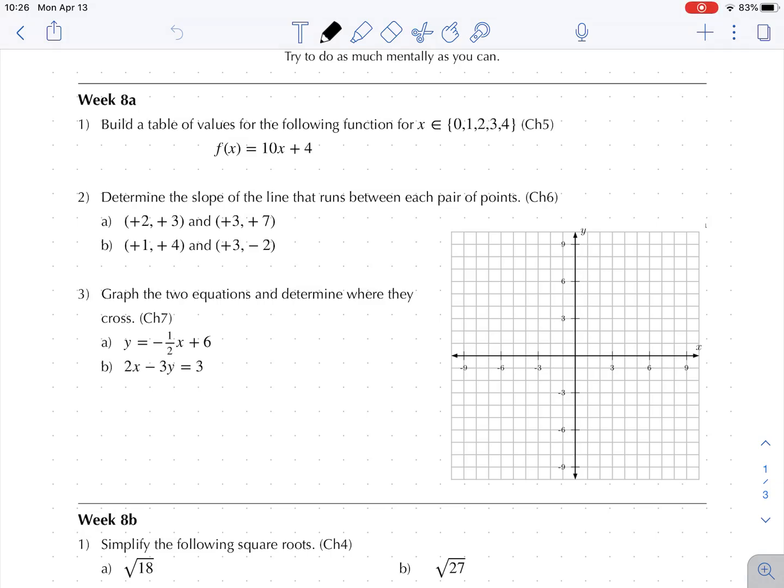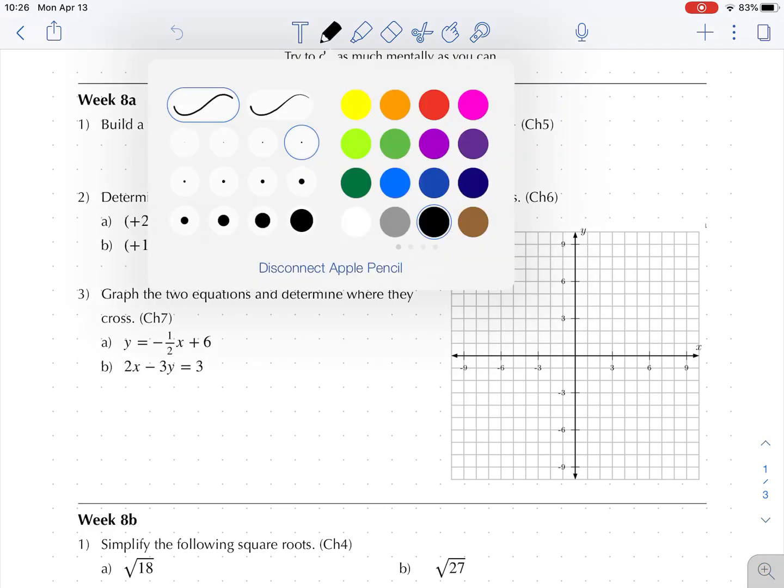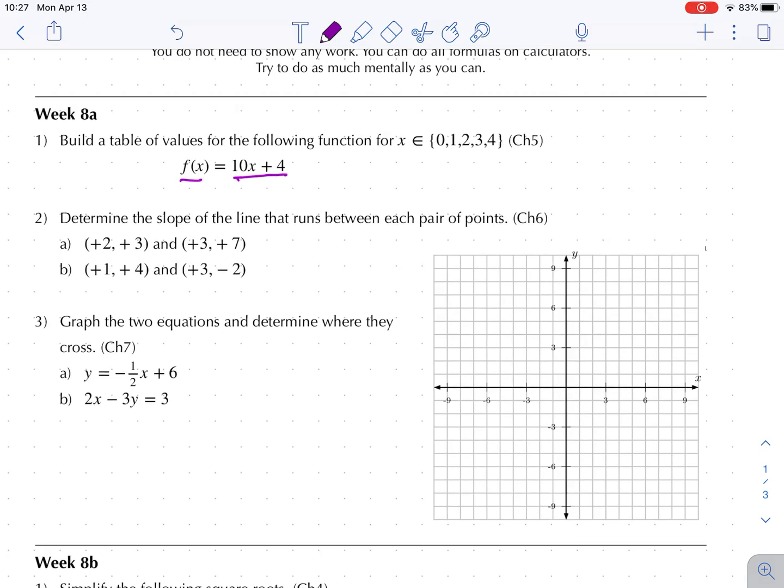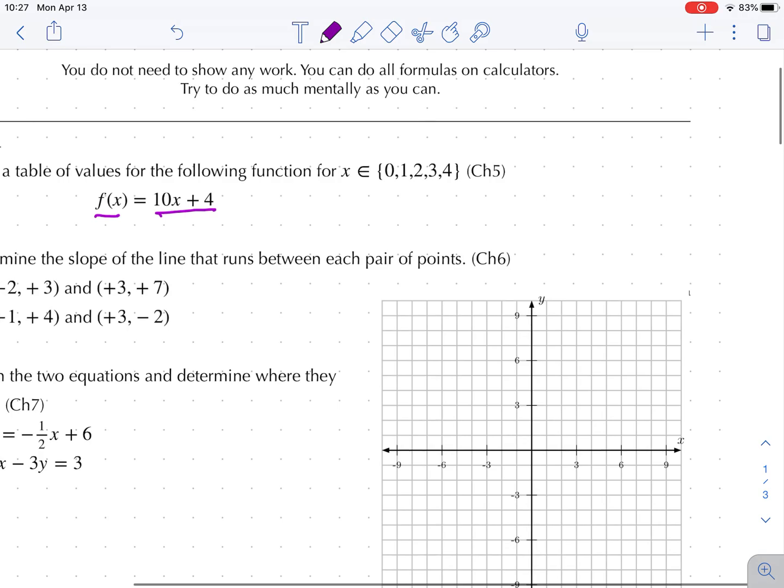Let's do Mastery Items, Week 8A. Question number 1. Build a table of values for the following function for x as an element of the set 0, 1, 2, 3, and 4. Here's our function. Our function on x is equal to 10 times x plus 4. So we're going to build a table of values.